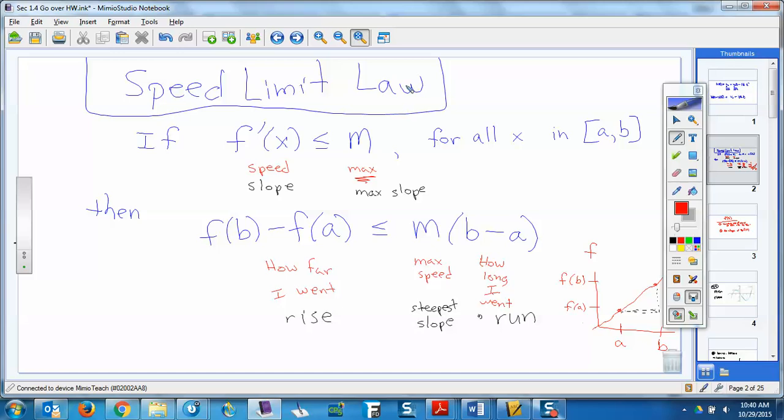Then we have the speed limit law, which we wrote down, which basically says if we know something about the slope of a graph, then we know something about how much it goes up or down, because rise over run. Even though the slope is changing all the time, we know something about how much it goes up or down. Or if you want to talk about velocities, if we know how fast you're going, or something about the rate, then we know something about how much the amount changes, in this case the miles, how far you went.